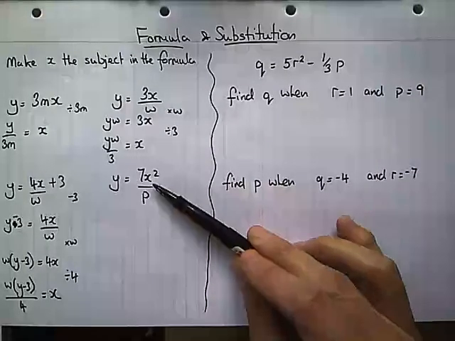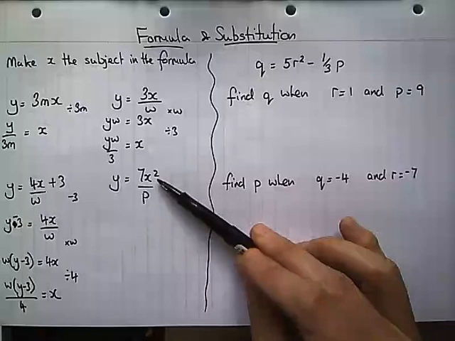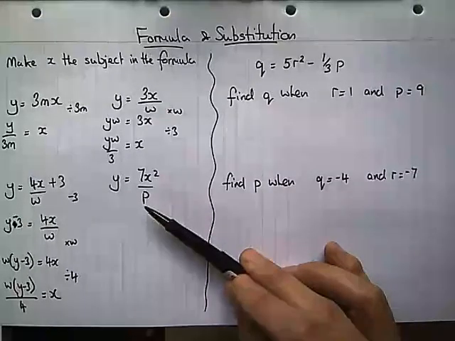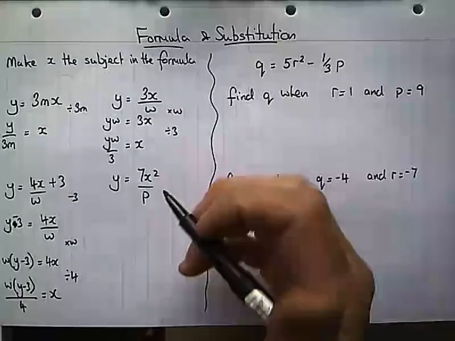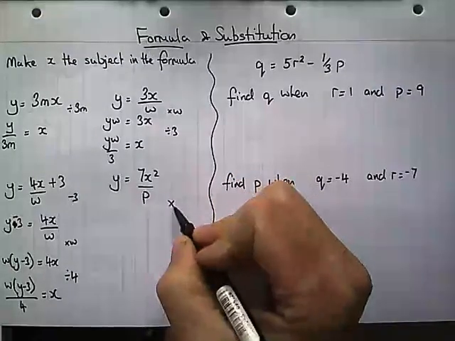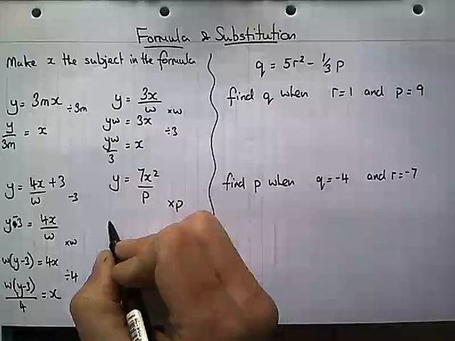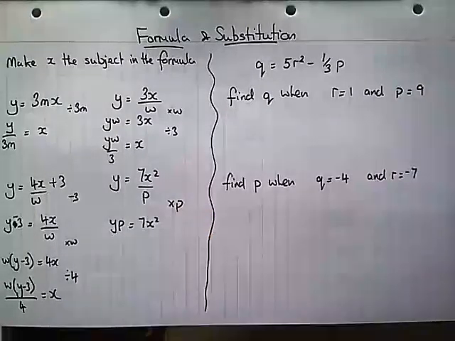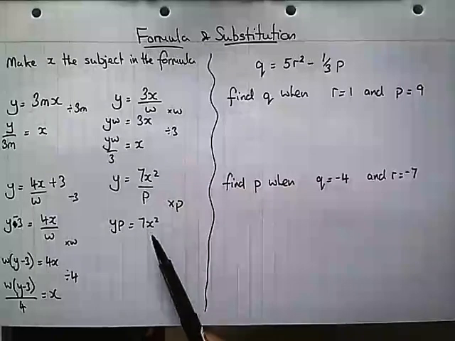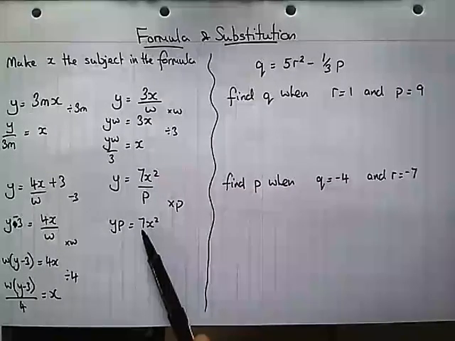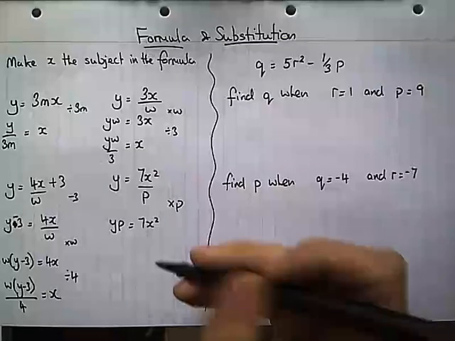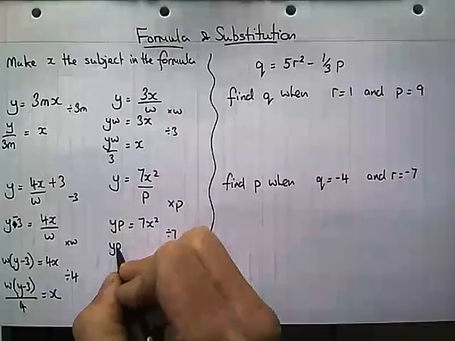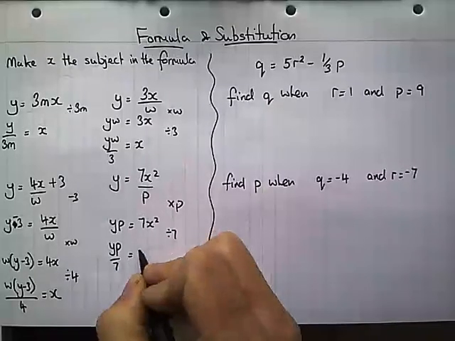Okay, so I've got x squared times by 7 divided by p. So I need to undo that in reverse. The inverse of divide is times, so we times by p first. So I get yp equals 7x squared. Then what I've got with x is x squared times by 7, so I need to undo the times by 7 by dividing by 7. So I get yp divided by 7 equals x squared.